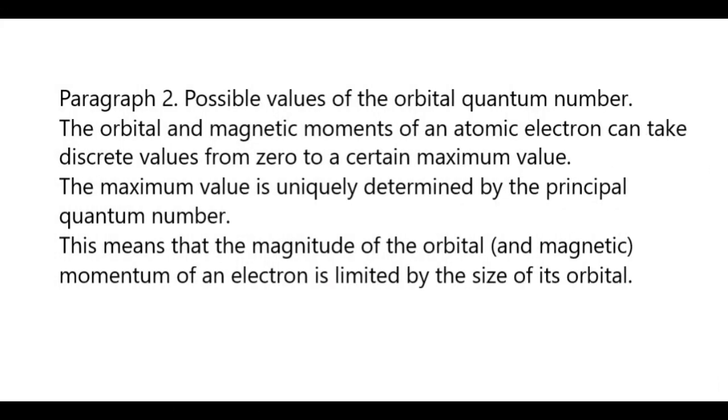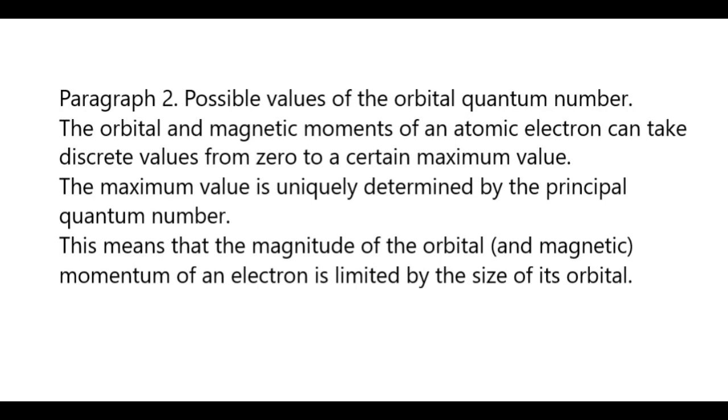Paragraph 2. Possible values of the orbital quantum number. The orbital and magnetic moments of an atomic electron can take discrete values from 0 to a certain maximum value. The maximum value is uniquely determined by the principal quantum number.